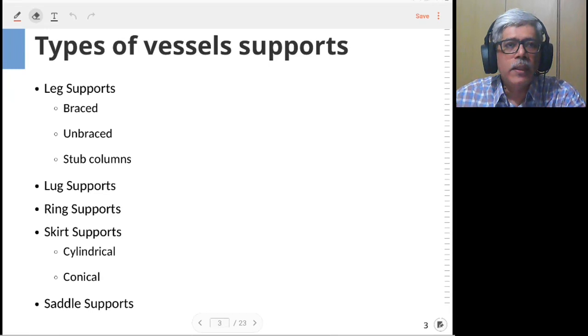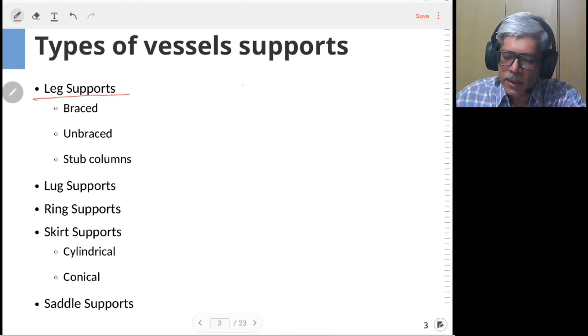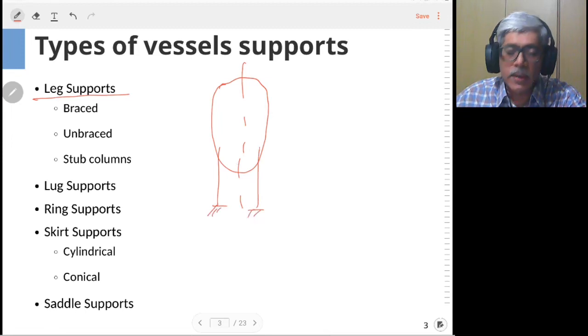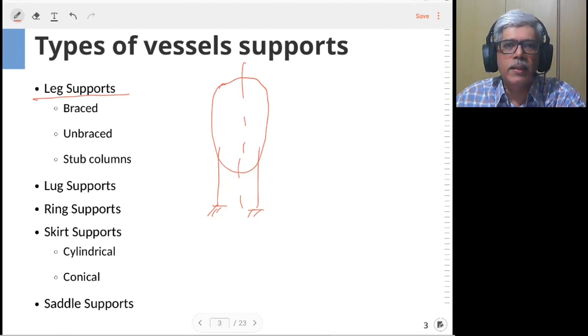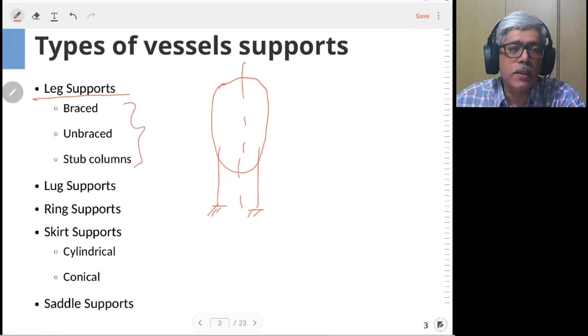So here we are having the different types of supports which exist for the vessels. The first type of support which is there is known as the leg supports. As the name suggests, if you have a vessel, I'm just schematically drawing it, you will have a number of legs. The legs can be 3 numbers, 4 numbers, but they are distinct legs on which the vessel is standing. And there are different subcategories of the leg supports which we'll see in a while.